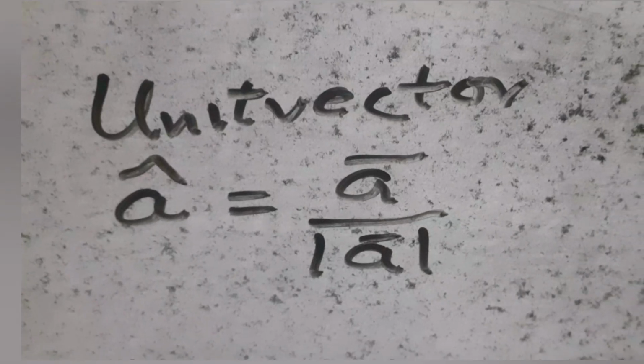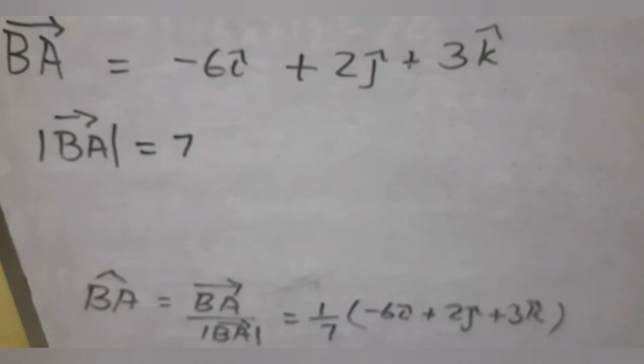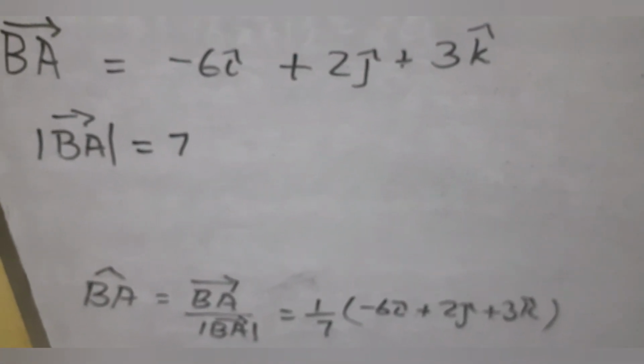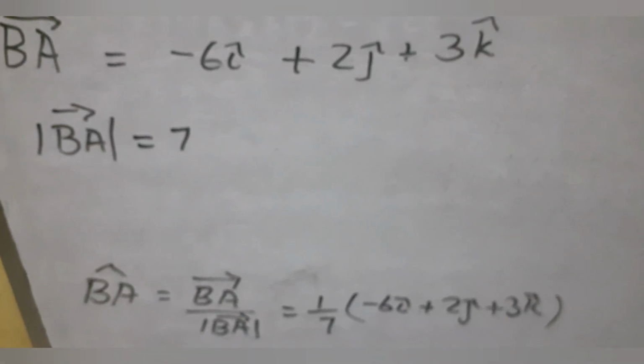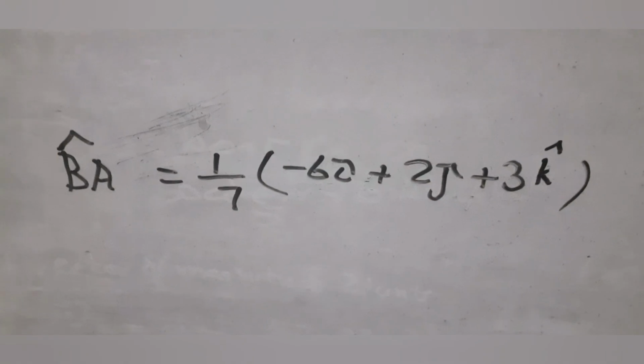So unit vector BA will be 1 by 7 times vector BA. The required vector will be 21 times unit vector BA.